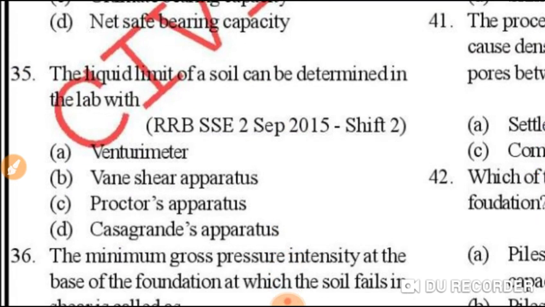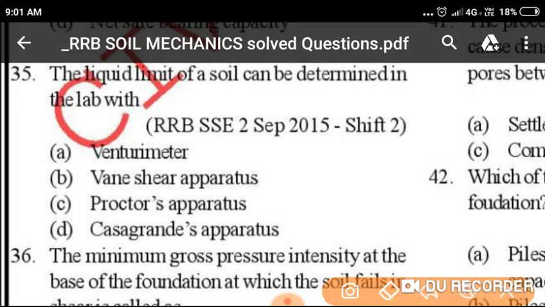The liquid limit of a soil can be determined in the lab with: option A, penetrometer; option B, vane shear apparatus; option C, Proctor's apparatus; option D, Casagrande apparatus. So the liquid limit of a soil can be determined in the lab with the Casagrande apparatus.